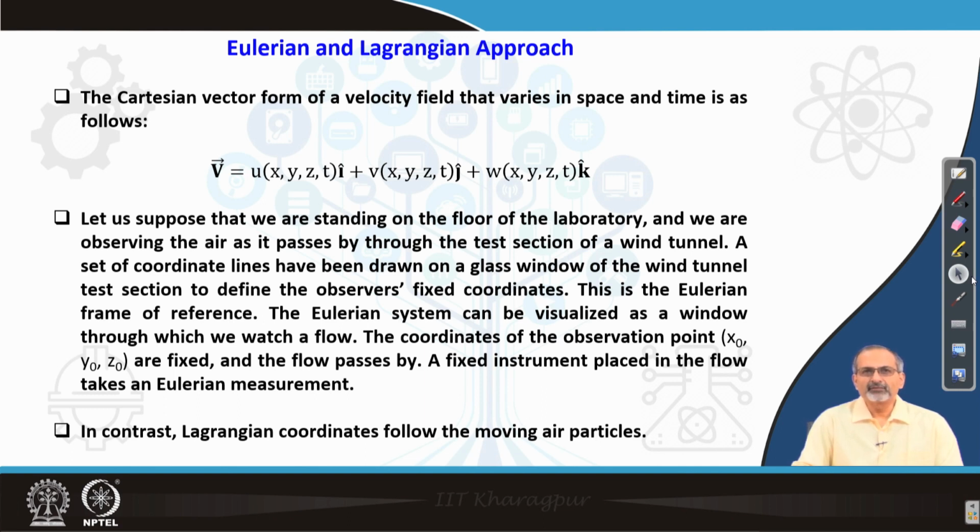So, the coordinates of the observation point, let us say x naught, y naught, z naught, are fixed and the flow passes by it. We could indicate that observation point, say by marking a point on the glass window of the wind tunnel. A fixed measurement instrument placed in the flow takes an Eulerian measurement. Let us say a pitot static tube, that takes an Eulerian measurement. In contrast, if we are interested in the Lagrangian approach, the Lagrangian coordinates follow the moving air particles.